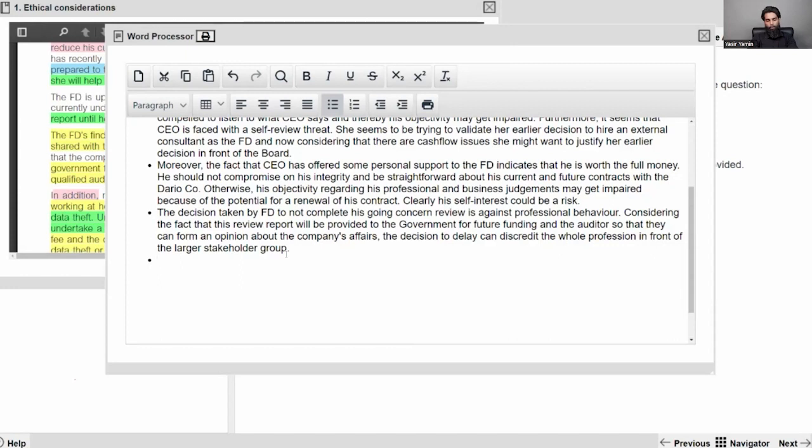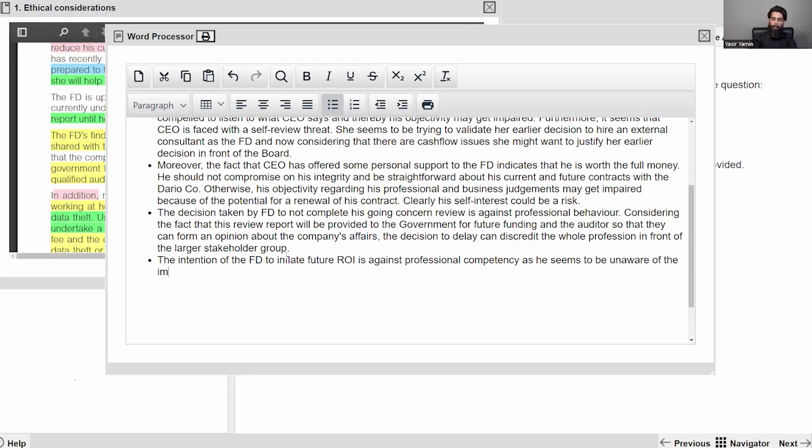The intention of the finance director to inflate future ROI is against, first of all, professional competency and due care. Professional competency, as he seems to be unaware of the implications to it. There is clearly an advocacy threat as he aims to incorrectly or unfairly support the company's future plan.